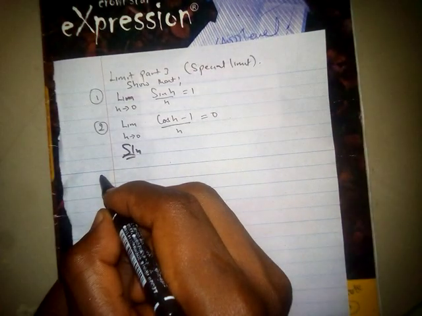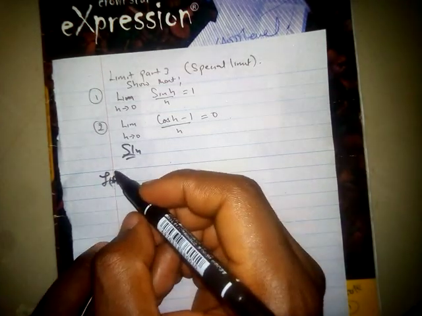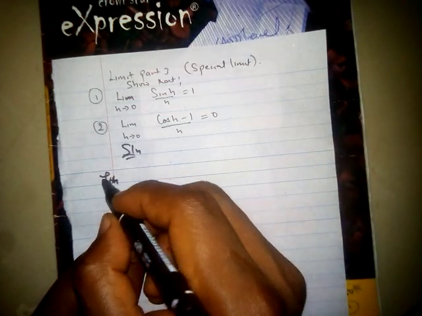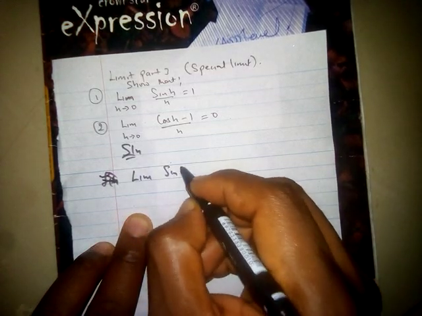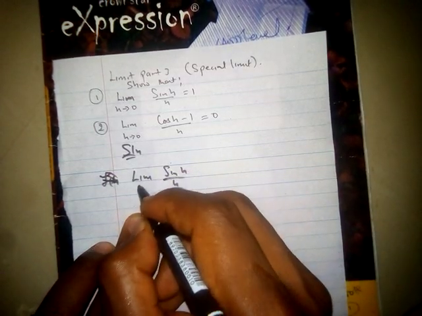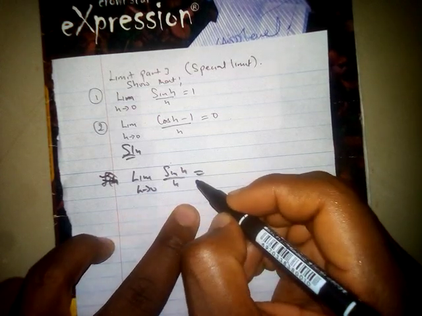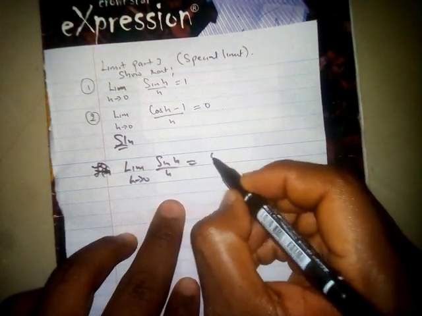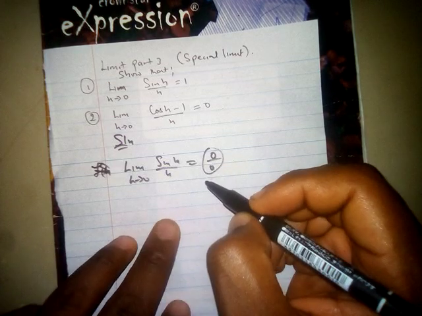So let us do the limit of sin h over h as h approaches 0. Now if I include this value, I'm going to have sin 0, which is 0, over h, which is 0. So this is an indeterminate case. Now what do we do?